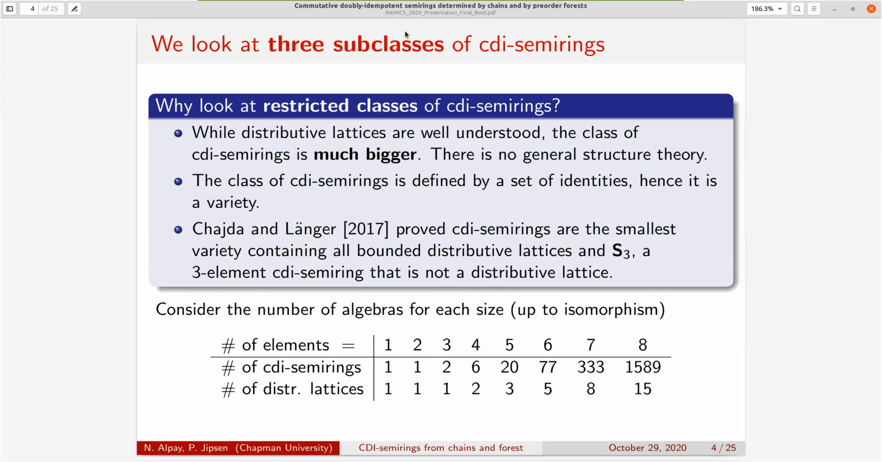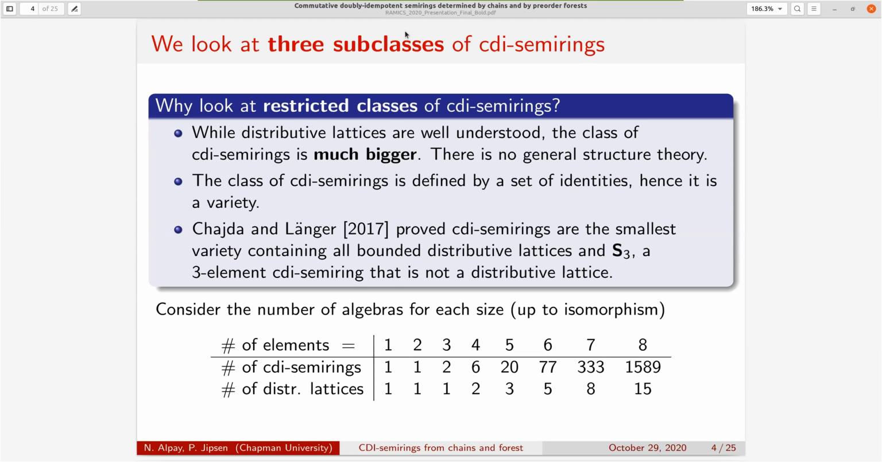So in the work, we look at three subclasses of CDI semirings. Now one could ask, why do we restrict the cases? While distributive lattices are well understood, the class of CDI semirings is much bigger, and there is no general structure theory. The class of CDI semirings is determined by a set of identities, hence it is a variety. And Kaj and Langer proved in 2017 that CDI semirings are the smallest variety containing all bounded distributive lattices and S3, which is a three-element CDI semiring that is not a distributive lattice.